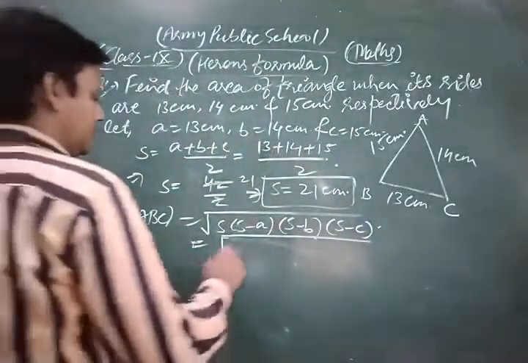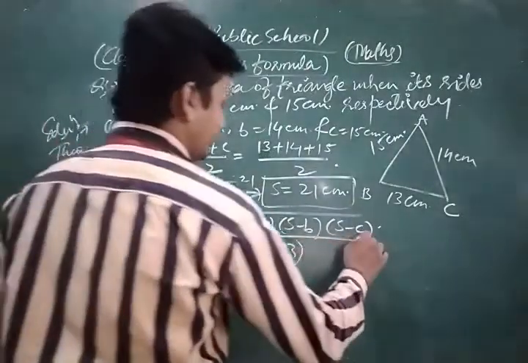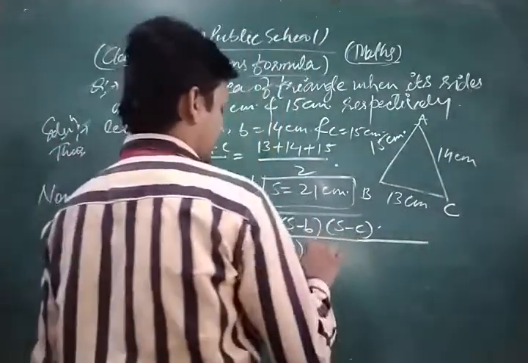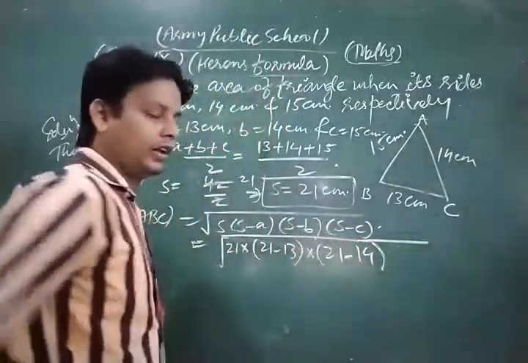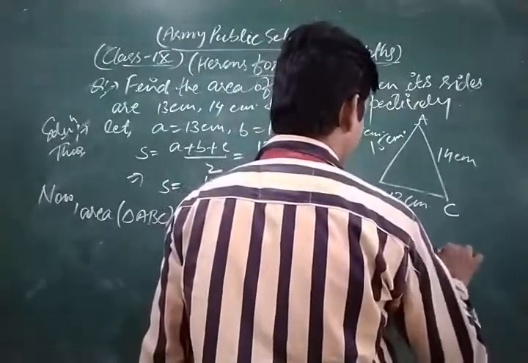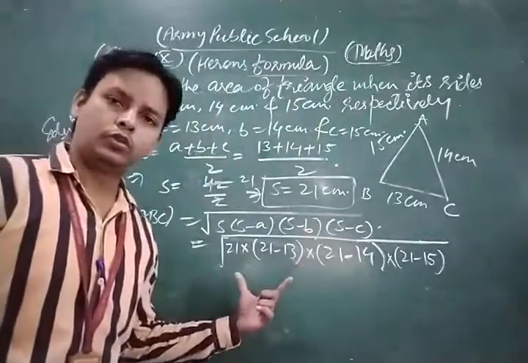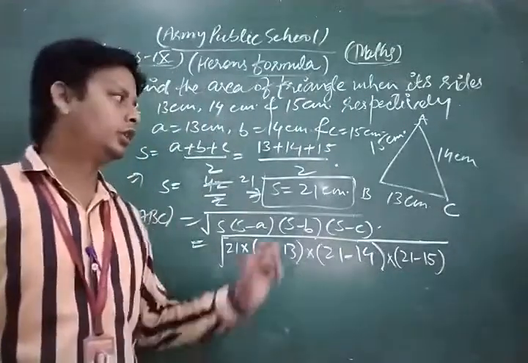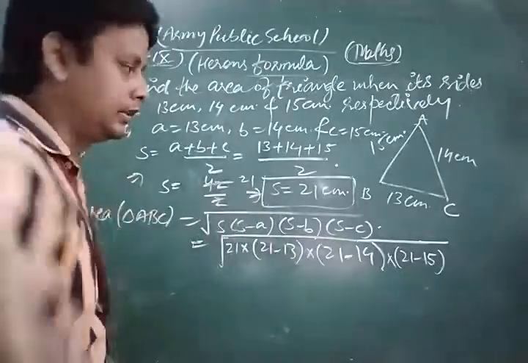The value of S is what? 21 into 21 minus 13, the value of A, into 21 minus 14, this is the value of B, into 21 minus 15, this is the value of C. So this is the required. So far we put all the values in that form. Now we simplify.